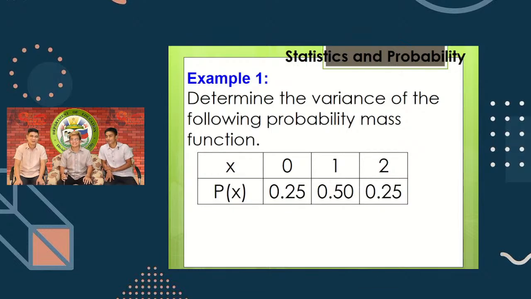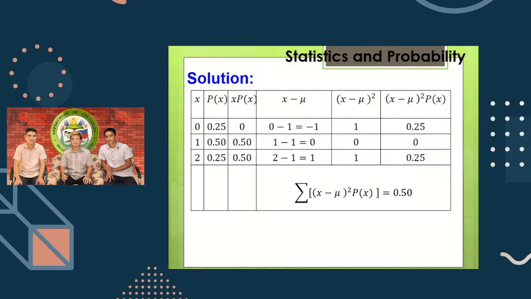So in the first column we have x. The values of x are 0, 1, and 2. And then in the second column we have p of x. Then write the corresponding probabilities: 0.25, 0.5, and then 0.25. And then next, in the third column, you are going to multiply the values in the first column by the second column. So 0 times 0.25 is 0, and then 1 times 0.5 is 0.5, and then 2 times 0.25 is 0.50.